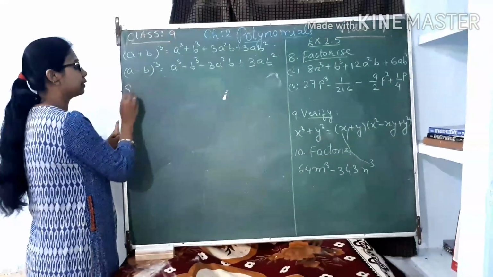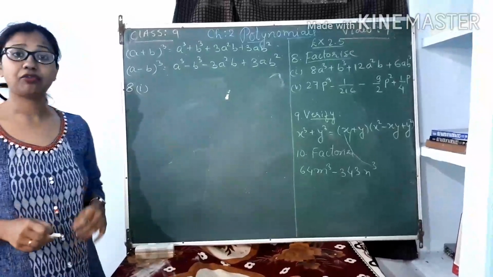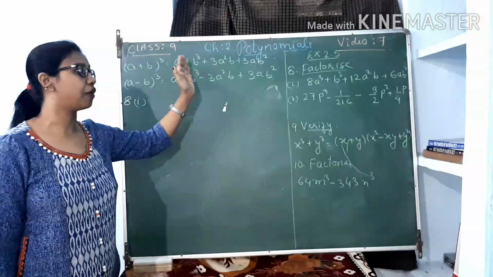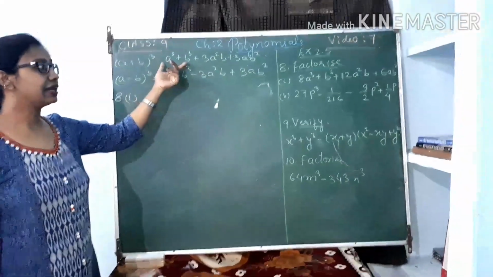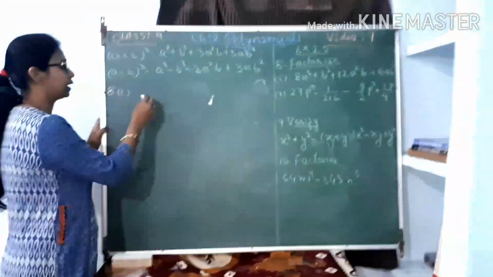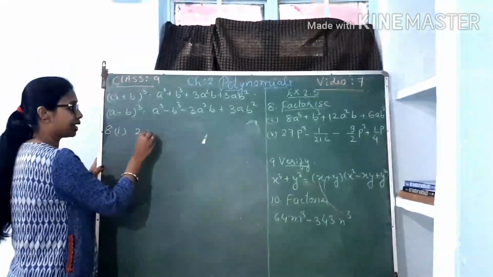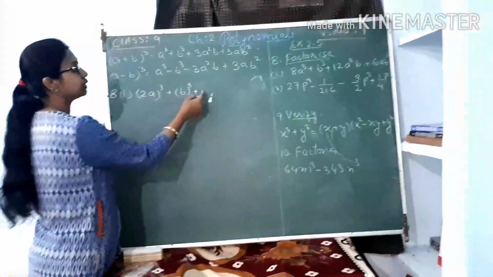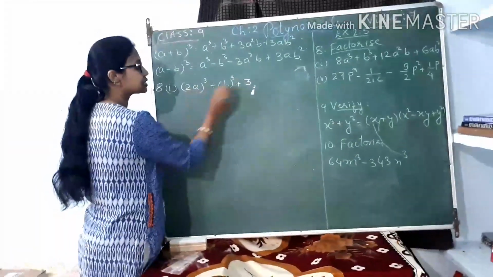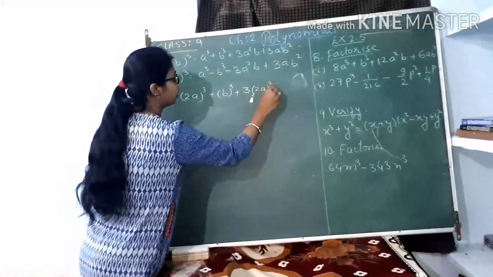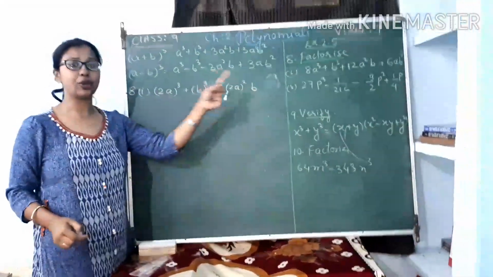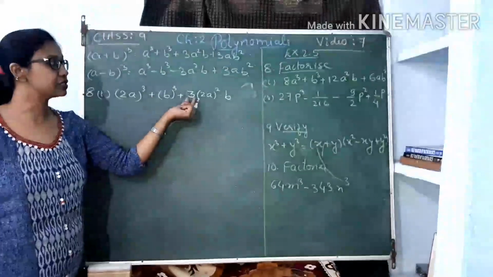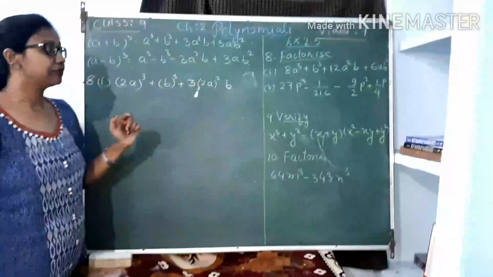Question number 8. Factorize. If you carefully observe and compare with the expanded form on the right hand side, 8a cube can be written as (2a) whole cube, plus b cube, plus the next term must be 3a square b. So 3 into (2a) square into b, and check whether you are getting 12a square b. 2 square is 4, 4 into 3 gives you 12a square b. Yes, you will get the third term.